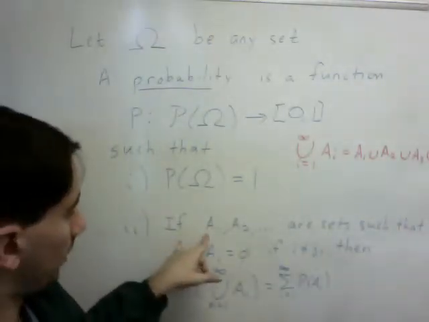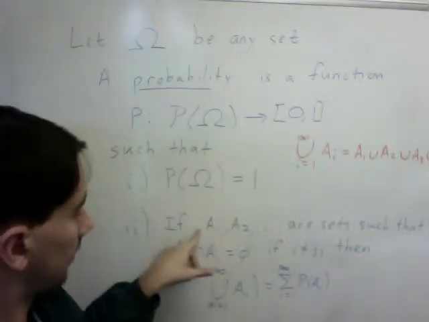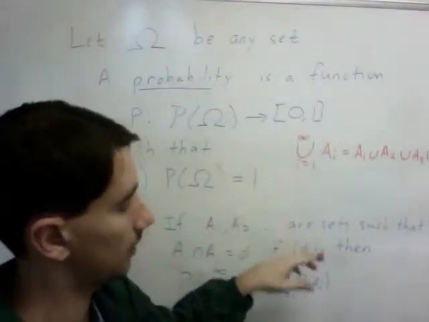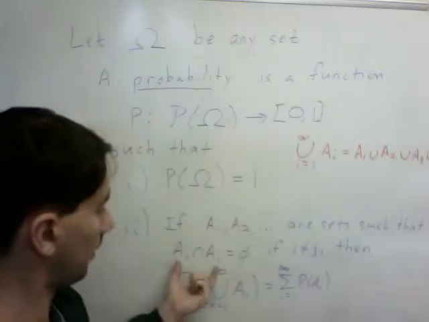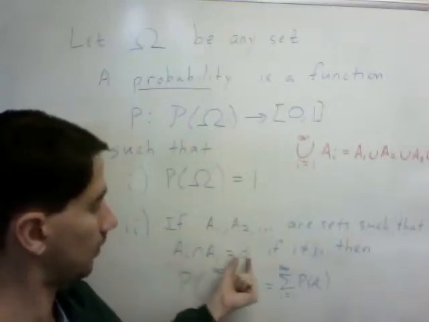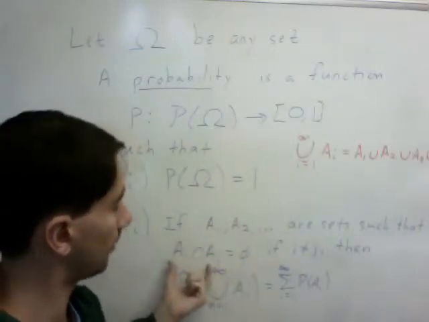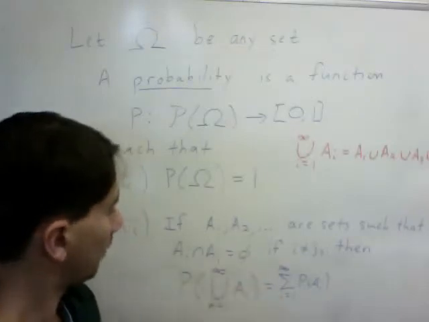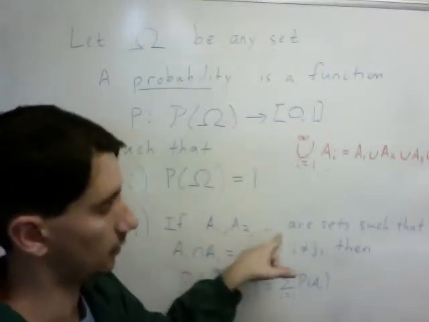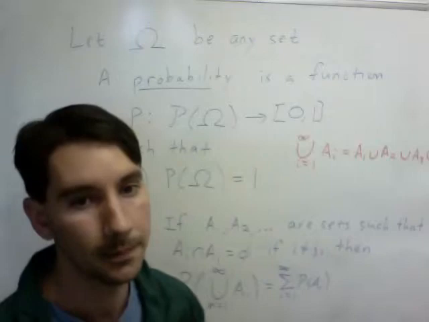And finally, we're putting these numbers in a list. So if A1, A2, A3, and so on are sets such that any two intersected gives the empty set, so notice that none of the sets have any elements in common, then we can do this. Well, because we put them in order, this kind of implies that these things are countable.